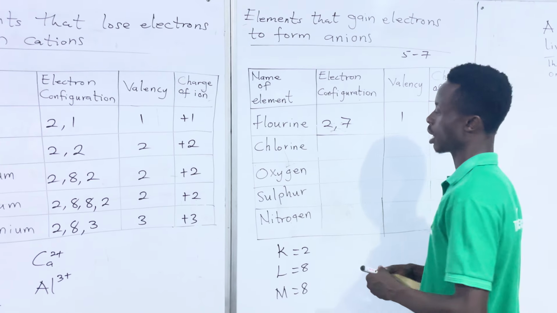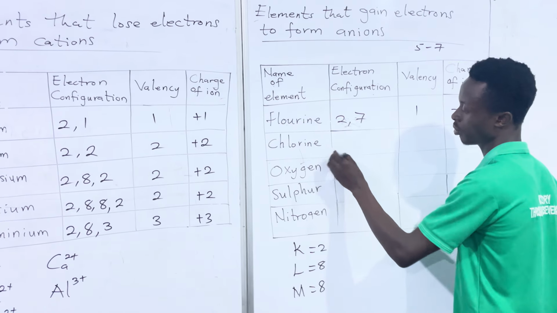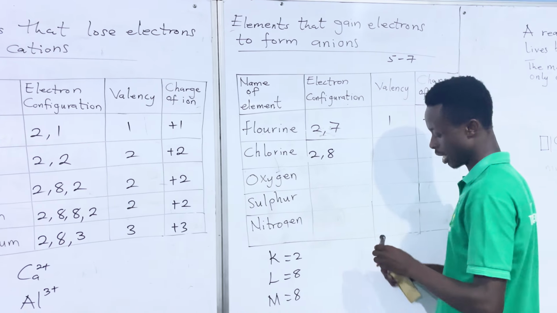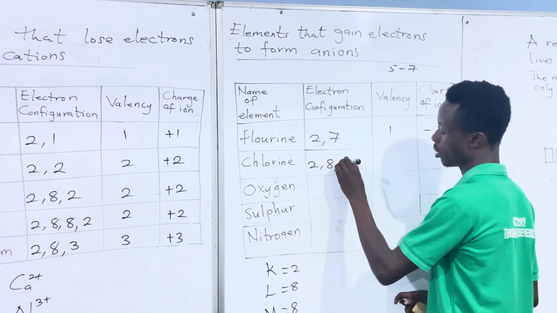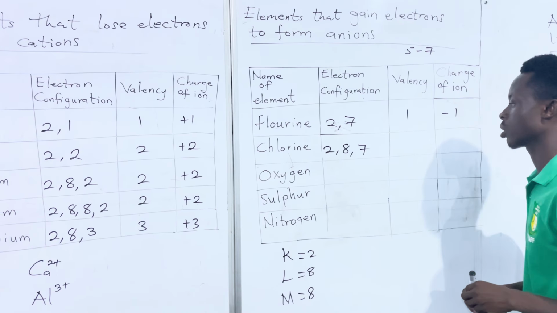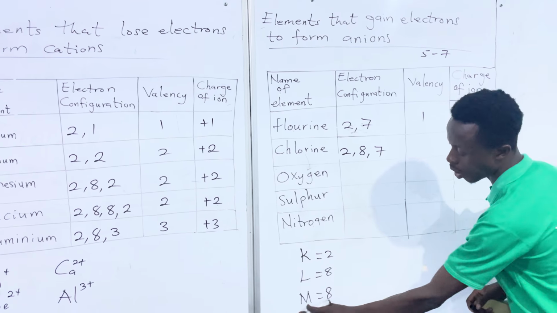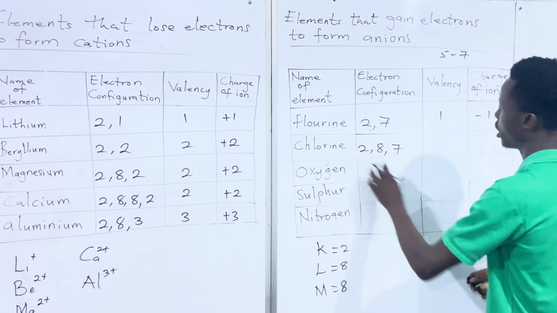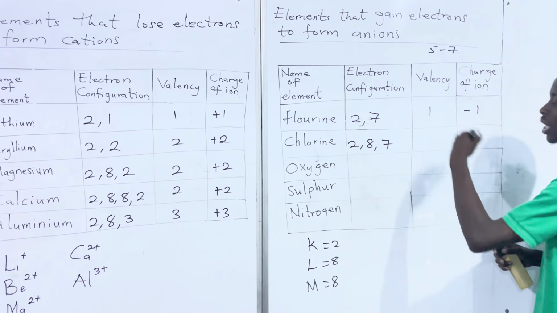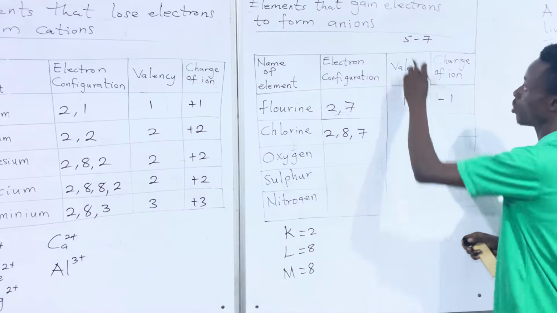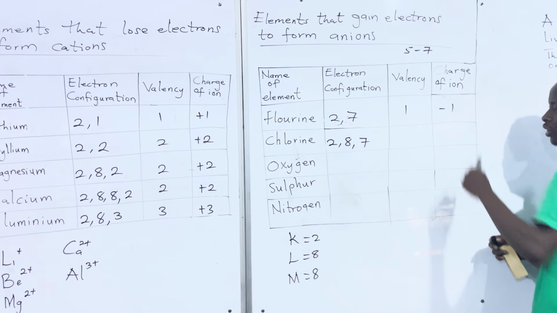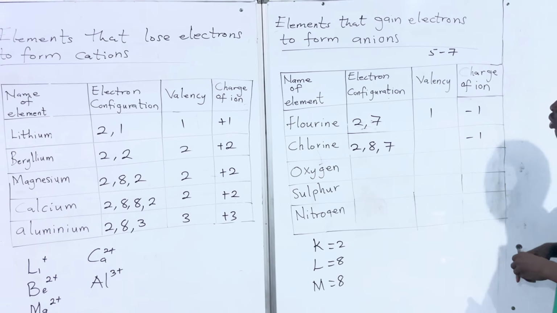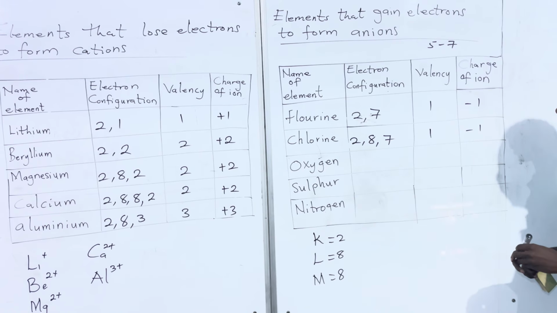Next one, let's look at chlorine. The first shell will take 2 electrons. The second shell will take 8 electrons. And then the last shell will take 7 electrons. Mind you, the third shell always takes a maximum of 8 electrons for it to be stable. So we can see from here that chlorine is not stable. So what will happen? It will gain 1 electron for it to be stable. So the charge will be -1, and therefore the valency is 1.